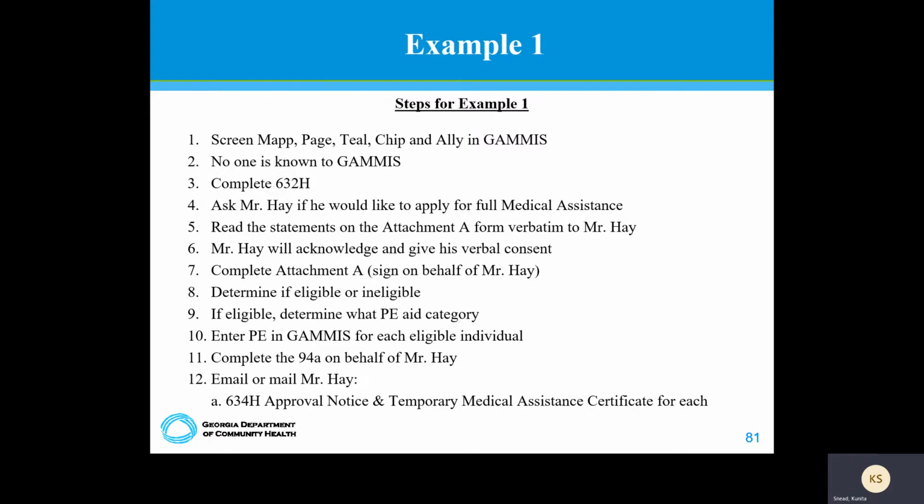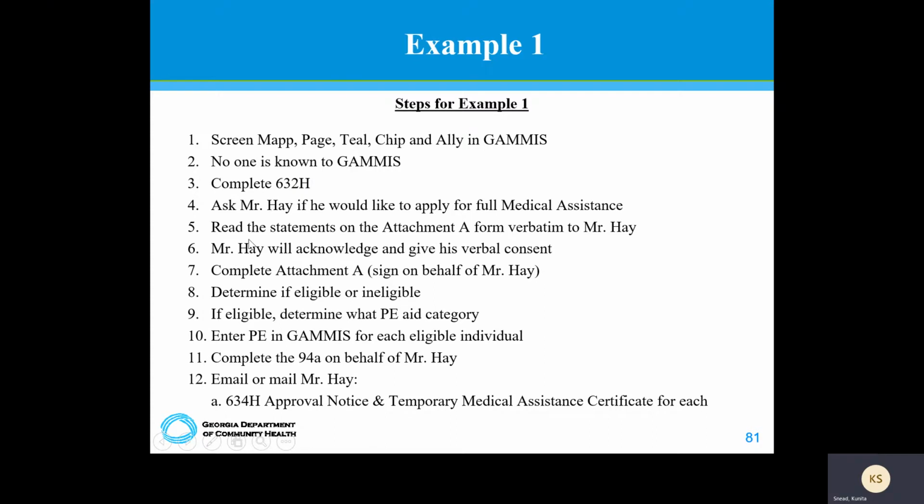So let's go through our step-by-step process of what we need to do. The first thing we need to do is to screen each individual in GAMMIS to see what GAMMIS tells us. In this situation, no one was known to GAMMIS, so that means that we're able to start the PE process in our interview. We're going to interview Mr. Hay and complete the 632H. We're going to ask him if he would like to apply for full Medicaid.